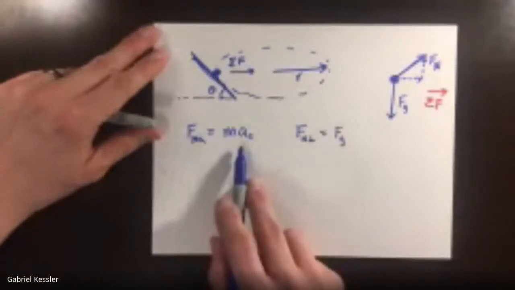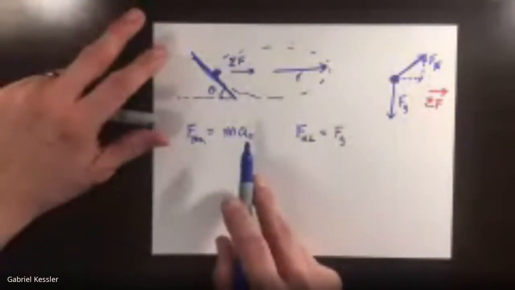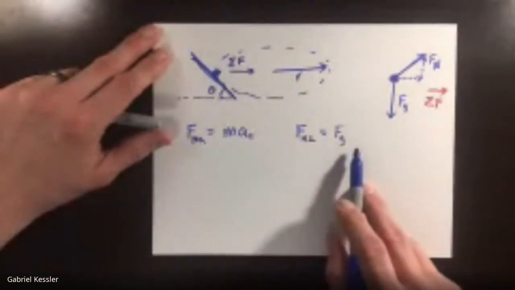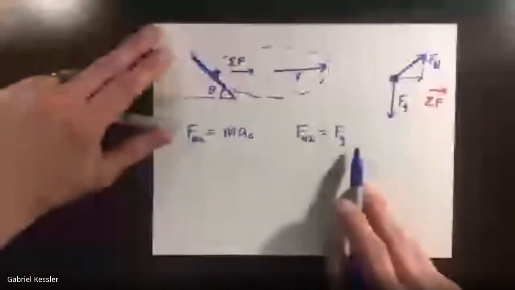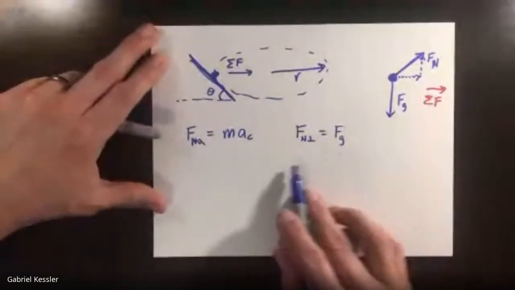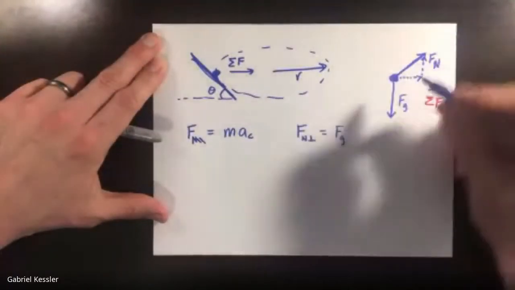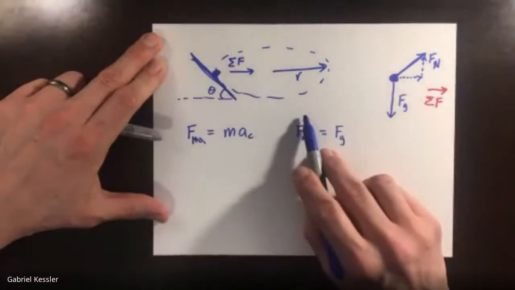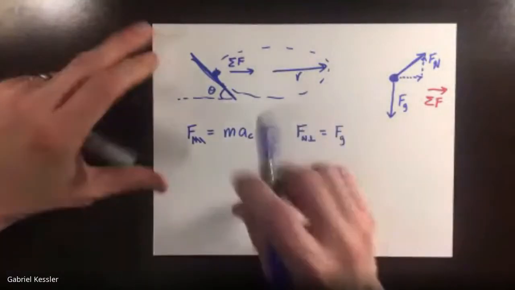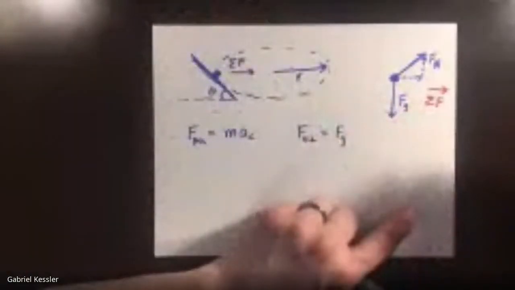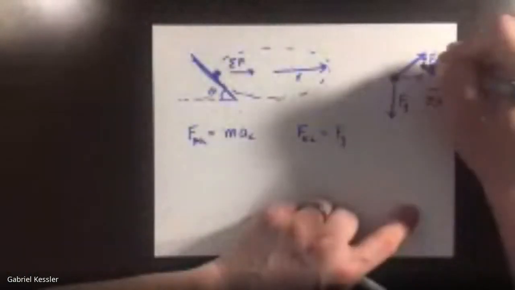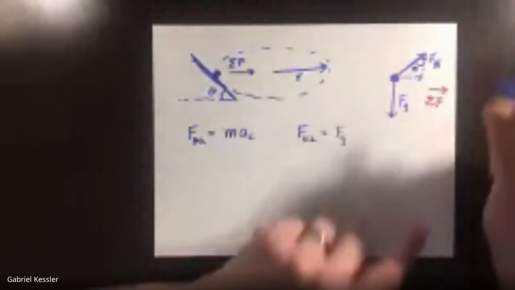So the parallel component is providing the centripetal force. The perpendicular component is balancing gravity. All right. So how do we figure out that angle? As the angle gets steeper, this angle gets bigger. So that angle and that angle are going to be the same.